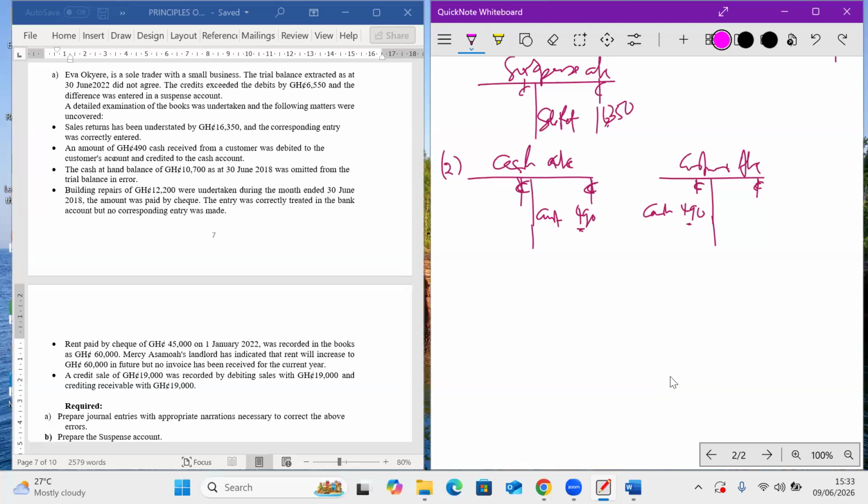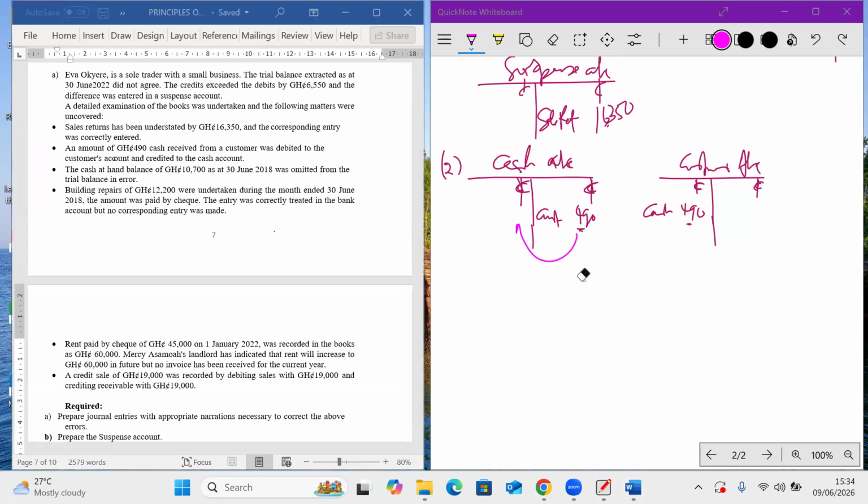Just cash received. The cash received should be debited. Good. The cash should be debited because it's received. Look at the word received. Received, received, received. Where is it? Let me highlight it. It doesn't want to open. Let me use it here. It was received. They said it was received.